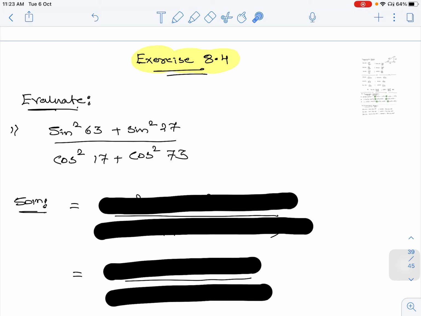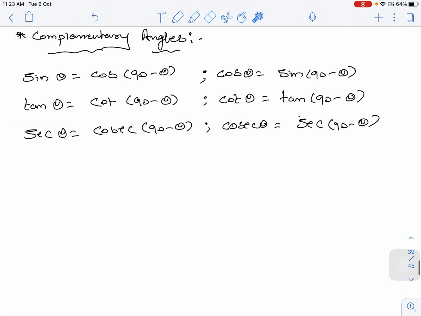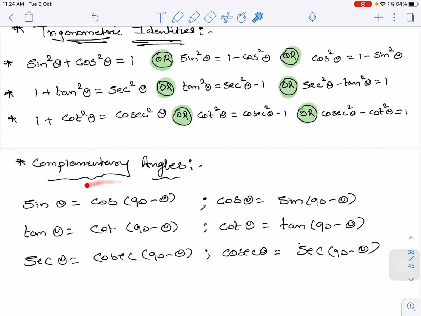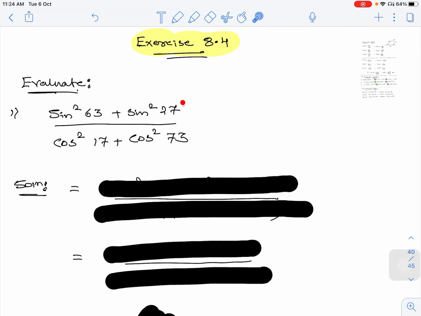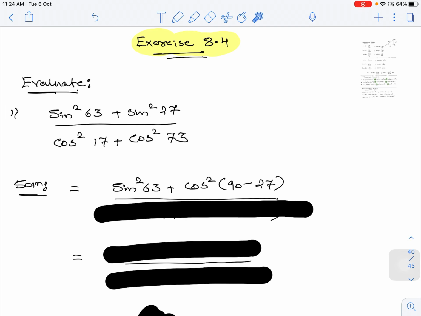Now if you want to solve this one, none of the angles seems to be similar to each other. So what we will do, we have learned one ratio, that is trigonometric complementary angles. So sine theta can be written as cos 90 minus theta. So we will do one thing, this sine 27, let us write this one as cos 90 minus 27. So in the next step what you get, now we have written its complement over here.